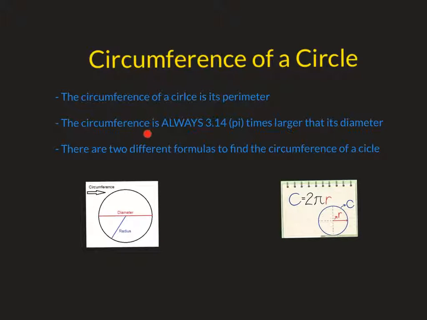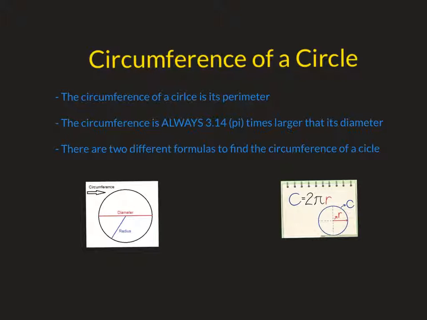The circumference is always 3.14 times larger than its diameter, and 3.14 is rounding off pi. A long time ago, mathematicians discovered by trying different size circles and measuring around the outside with some string that the circumference, or the perimeter of the circle, was always pi times larger than its diameter. So they then discovered two different ways to find the circumference of a circle without having to measure the distance around the outside. If you are given the diameter of a circle, you can then work it out.